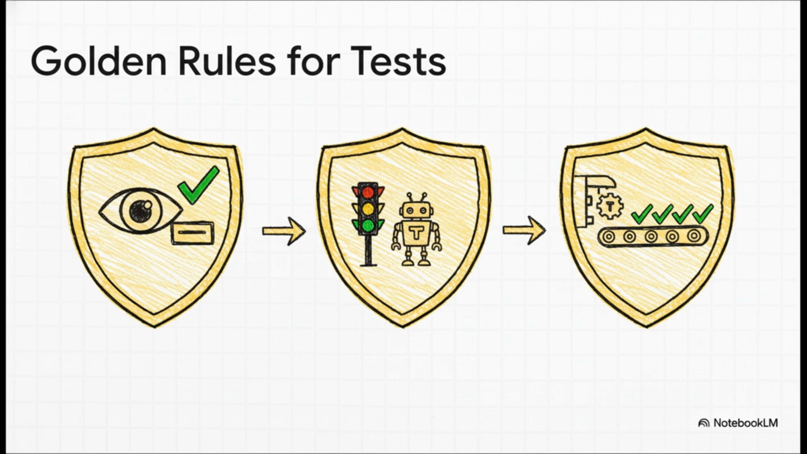Rule 2, always wait for confirmation. Put await before every single action and assertion. I'm not exaggerating when I say this solves about 90% of the problems that make tests flaky. And finally, rule 3, test for robustness. A test passing one time is good. A test passing 100 times in a row, that's a test you can actually rely on.